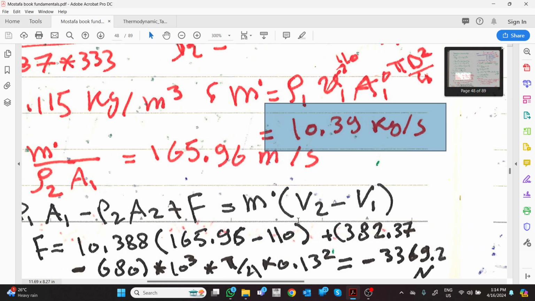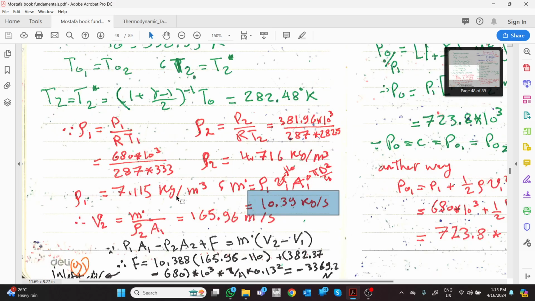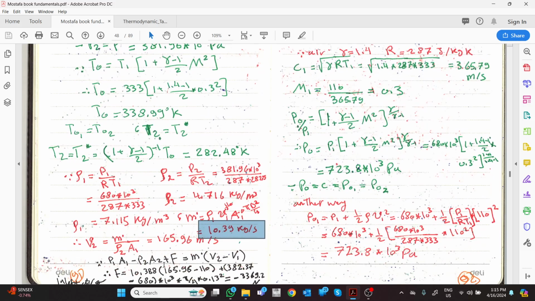Just to put it in a very simple manner: I have pressure here, I have pressure here, so pressure here and pressure here, velocity here, velocity here. So equal the force.